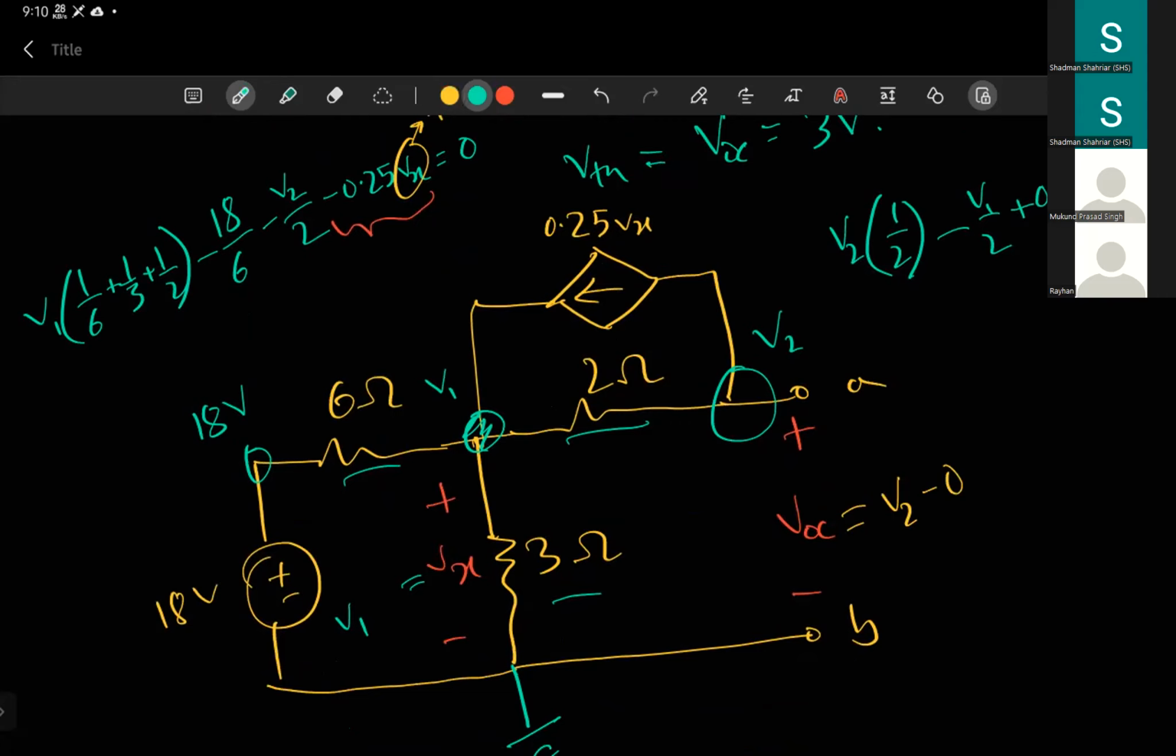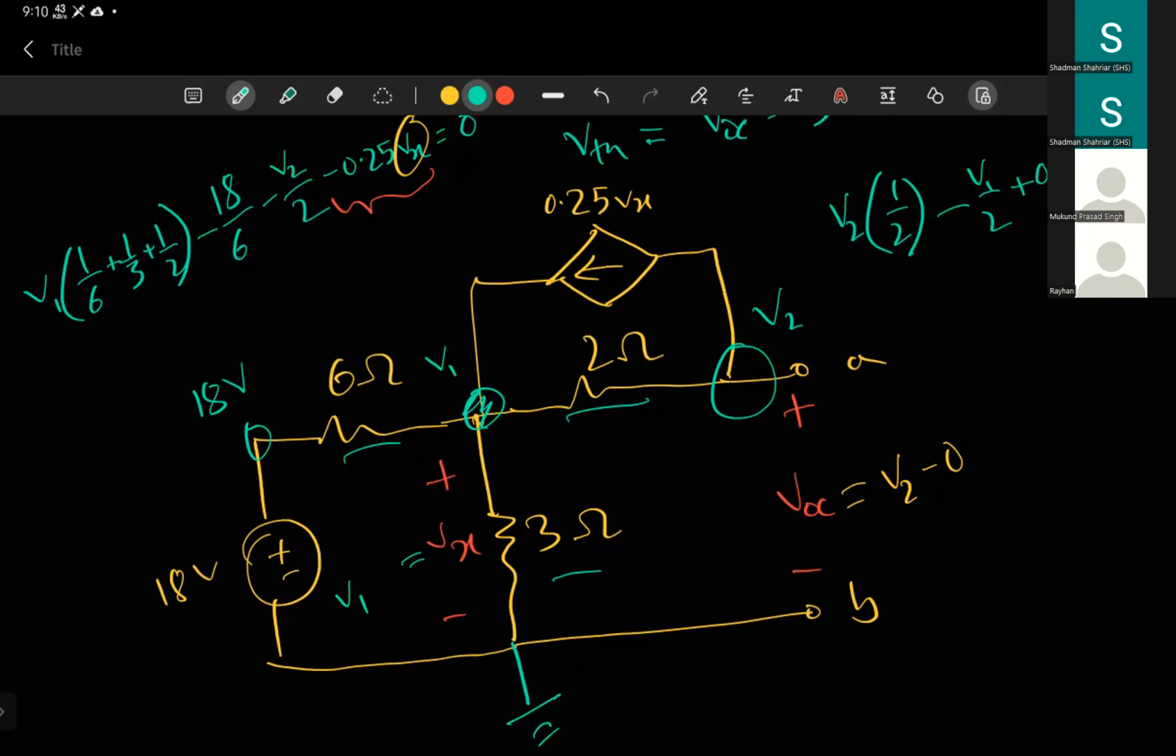Also, some of you have tried to make a super node here, but this is not a voltage source, and there is no floating voltage source in this whole circuit. So there will be no super nodes here.